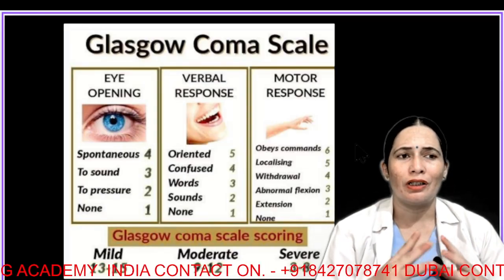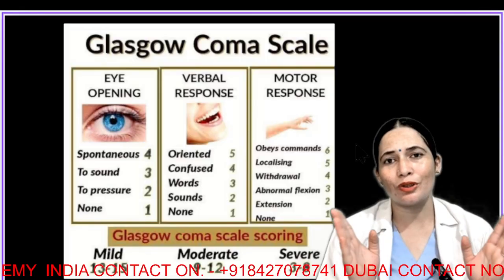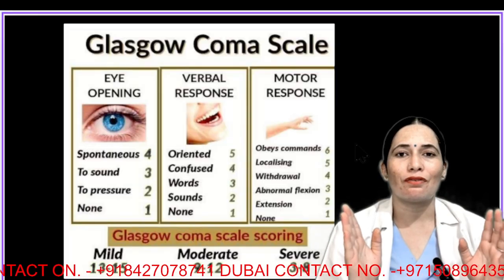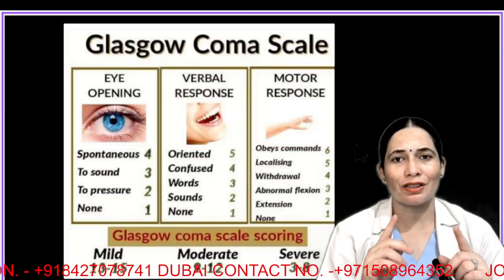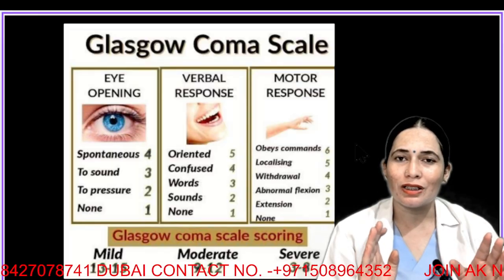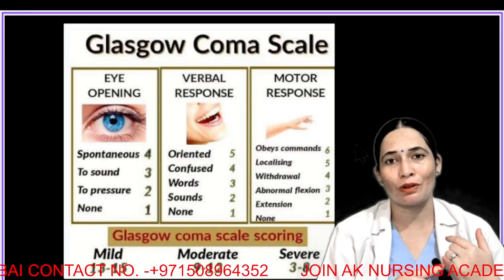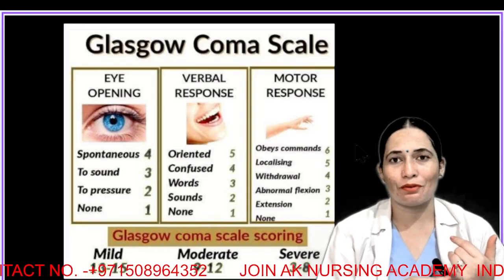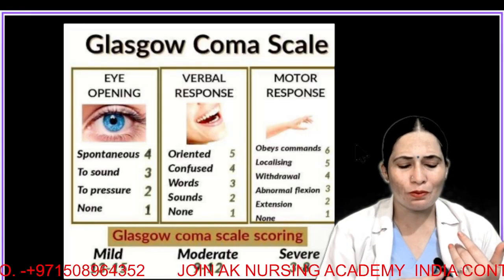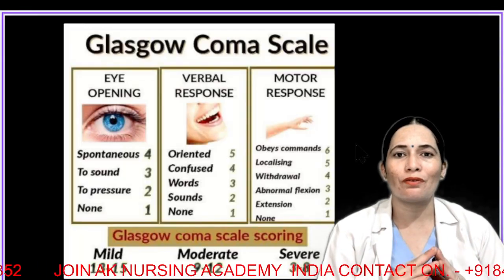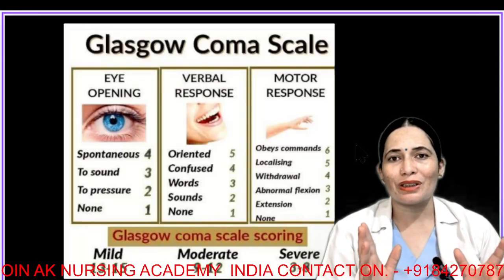So we include three components. We check three responses of the patient. The first is E, the second is V, the third is M. E stands for eye opening, V stands for verbal response, and M stands for motor response. In this, we count the scores according to the patient's condition.